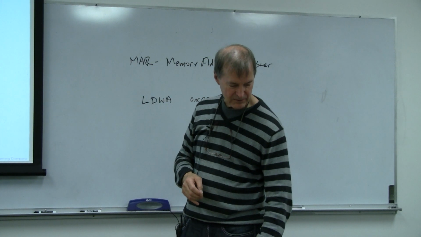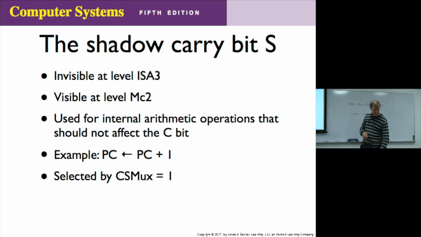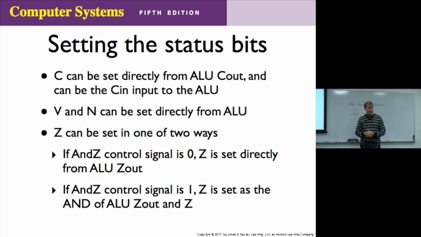So let's go back and read this again. Yes, it's used for internal arithmetic operations that should not affect the C bit. The example we have here is PC gets PC plus 1, and it's selected by CSMUX equals 1. And next is how we set the status bits.